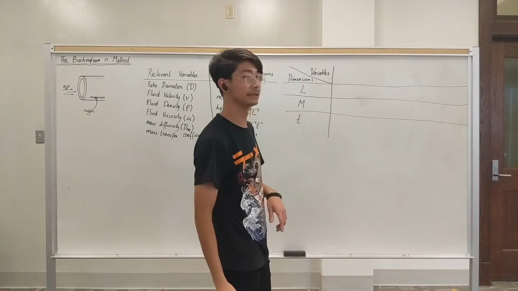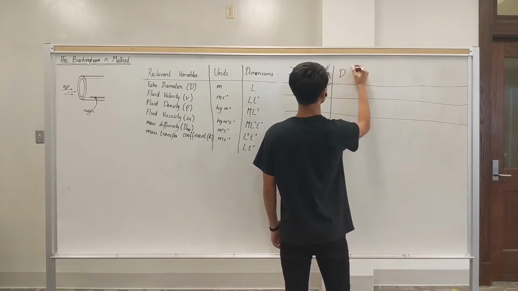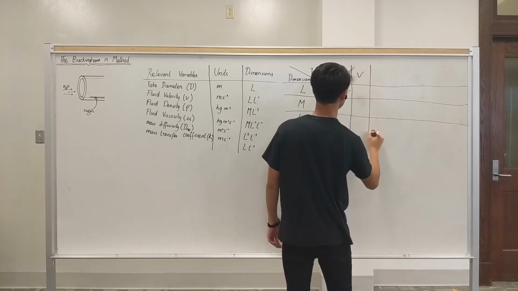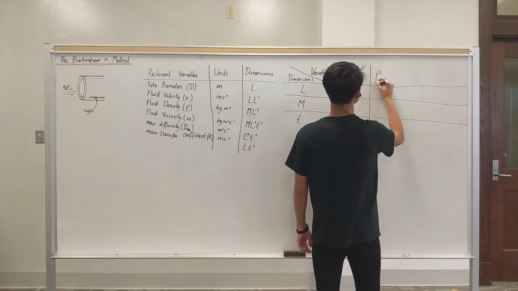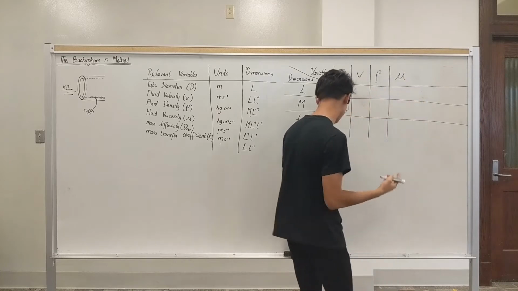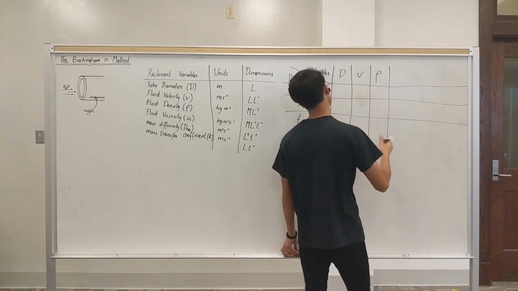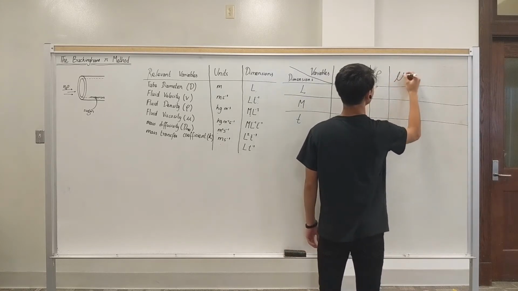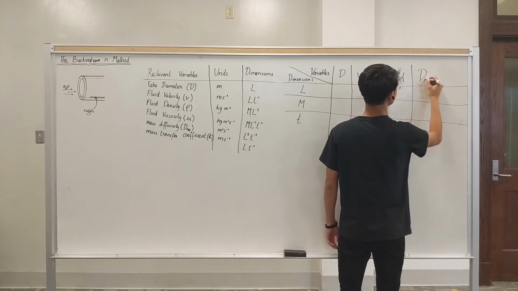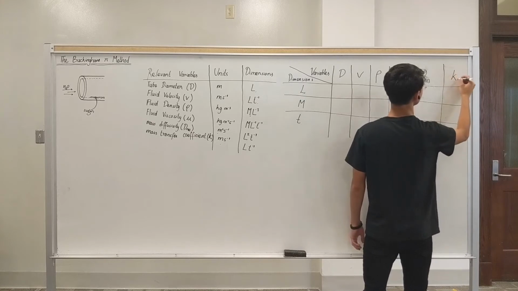All right, now let's make a list of all the variables that we have again. So we have diameter, we have fluid velocity, then density, viscosity, my bad, that's not diffusivity, that is viscosity, then the diffusivity constant, and finally the mass transfer coefficient.